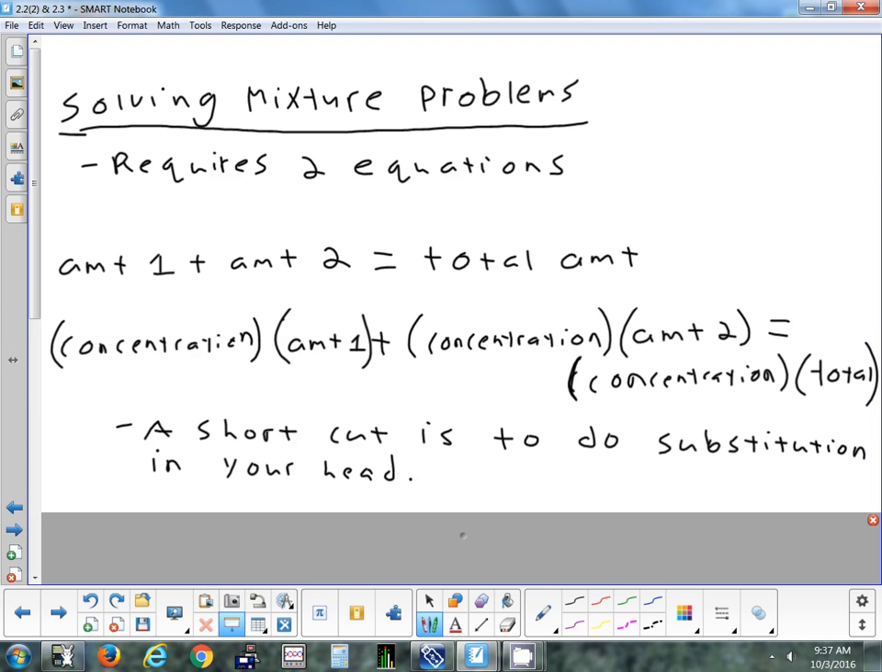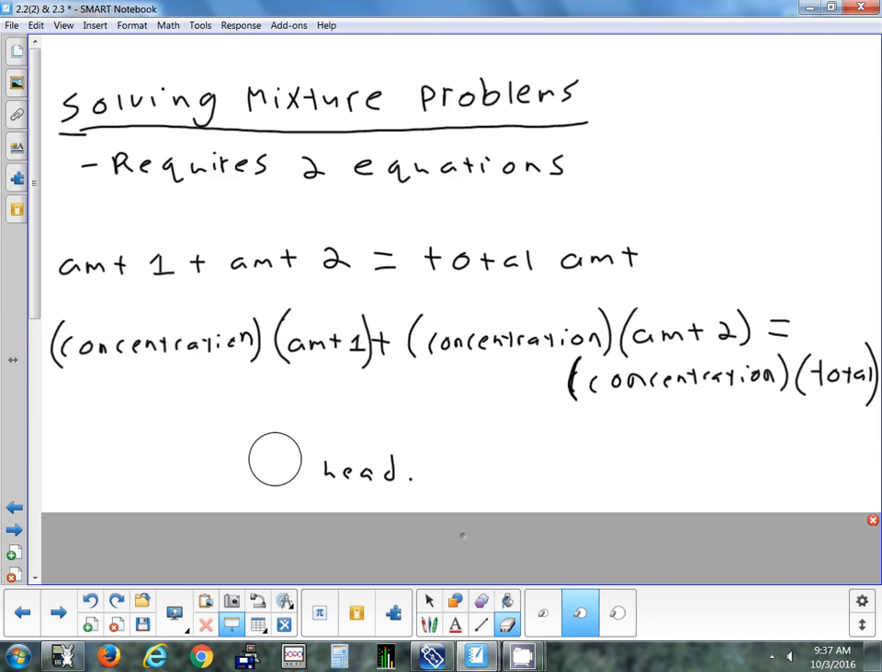Now, a shortcut is we can kind of do substitution in our head, and then you don't need two equations. But we're going to hold off. I don't think I want to do any part of this in my head. Okay, I'm going to write all the steps down.